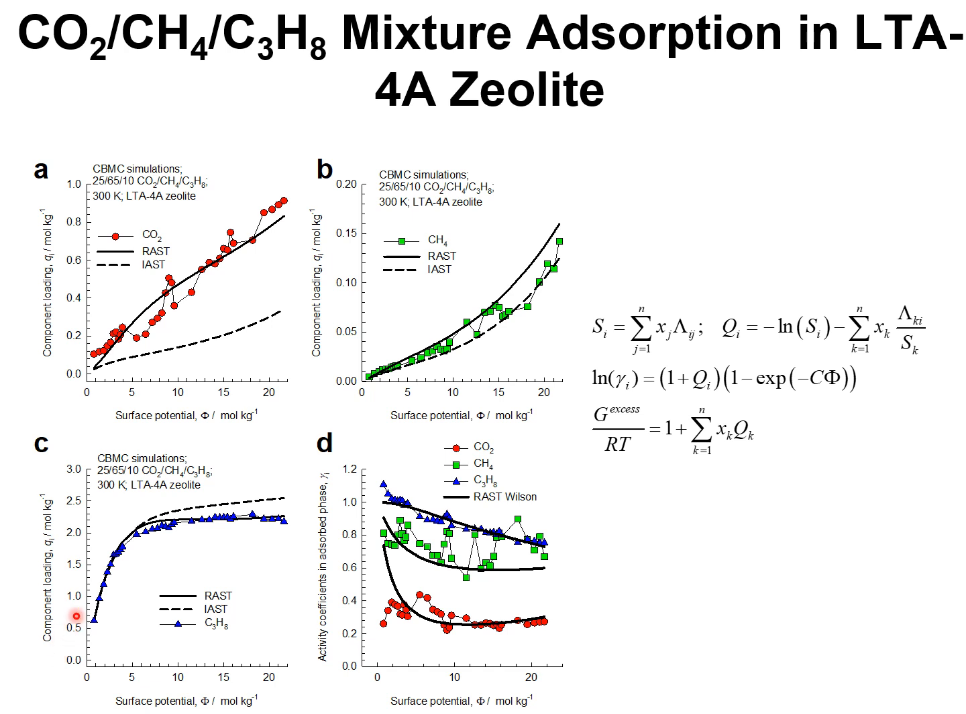The CBMC data on the component loadings are compared with the IAST estimates indicated by the dashed lines, and the continuous solid lines are the RAST estimates using the Wilson parameters as fitted for the three constituent binary pairs. This is the multi-component extension of the Wilson model using the Wilson parameters for the three constituent binary pairs as shown in the foregoing slides. The predictions for the component loadings are in reasonably good accuracy with the simulated data using CBMC.